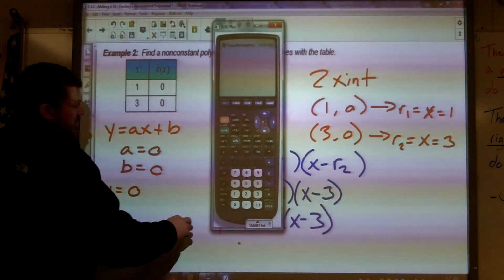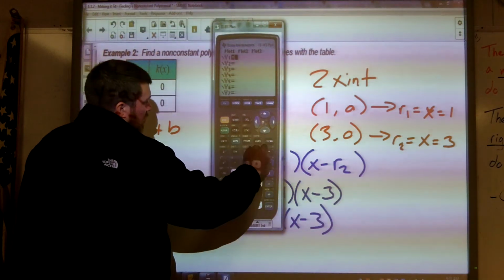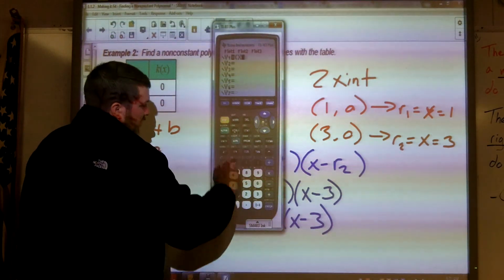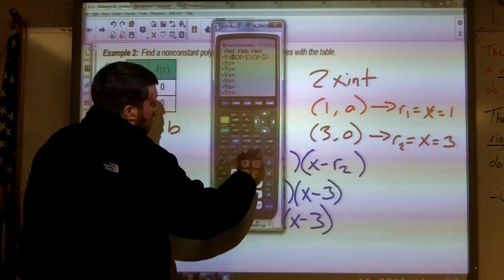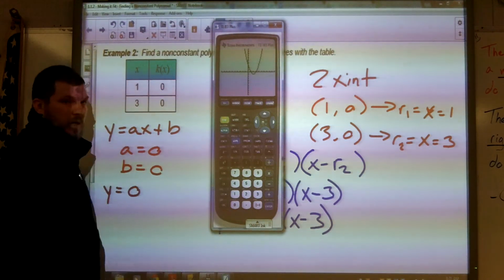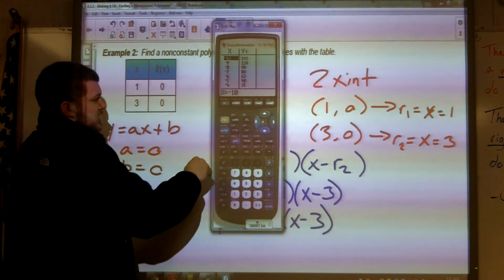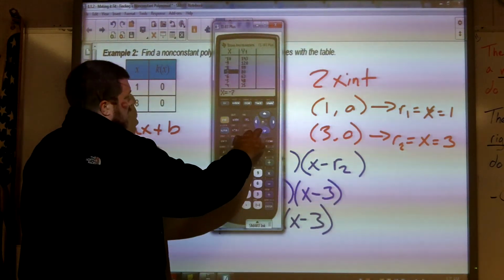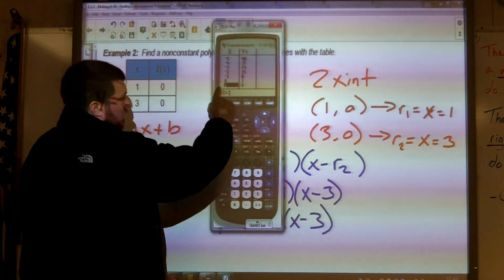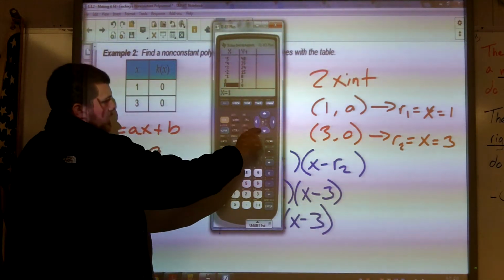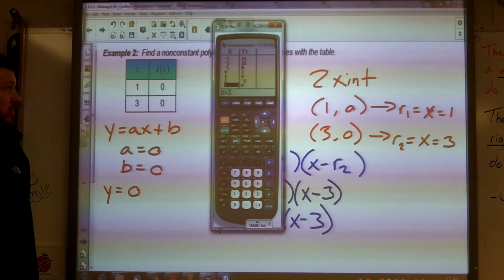So let's go through it. So I'm going to go to y equals. Just type it in y1. So x minus 1 and x minus 3. And then graph. Okay, that looks pretty good, but let's go to our table and verify that we do match these tables. So if I go to x is 1, my y value or my output is 0, that's good. And if I go to x equals 3, my y value or my output is 0.